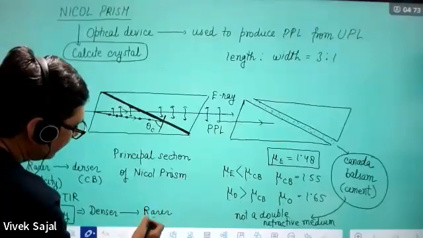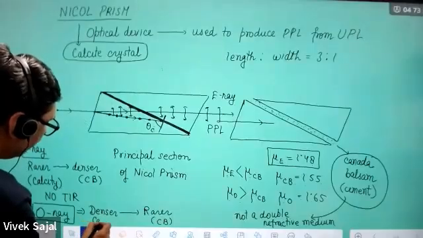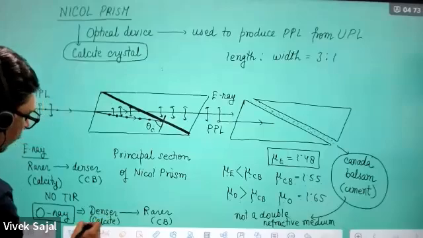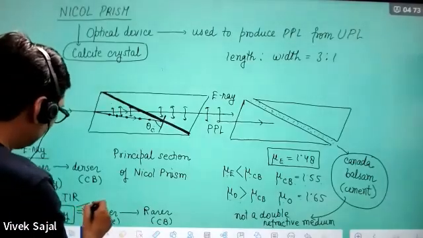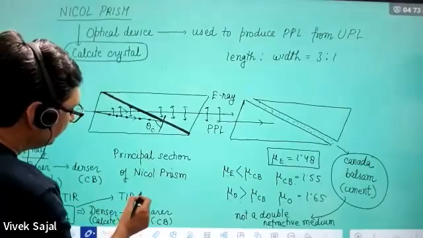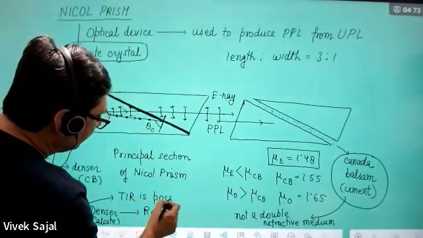Which is rarer here? Canada balsam. And here this is calcite crystal. So from calcite to Canada balsam here, TIR is possible. So in case of O ray, TIR is possible.